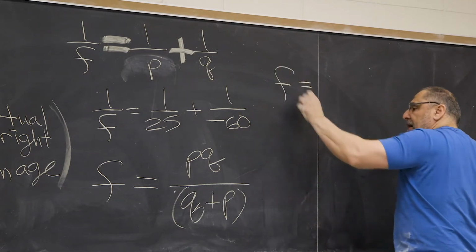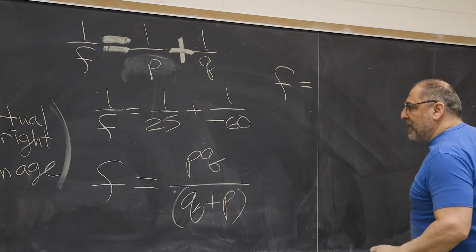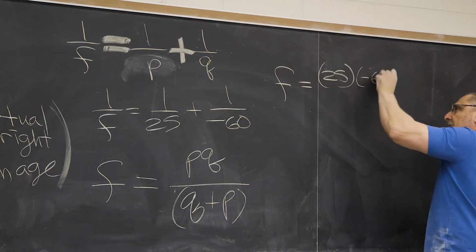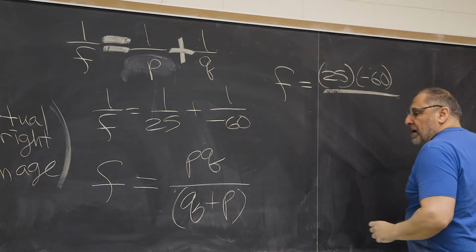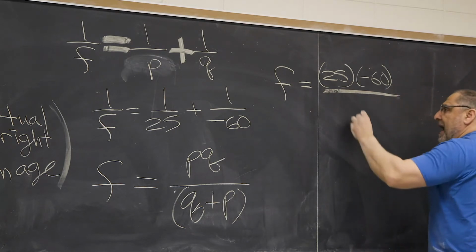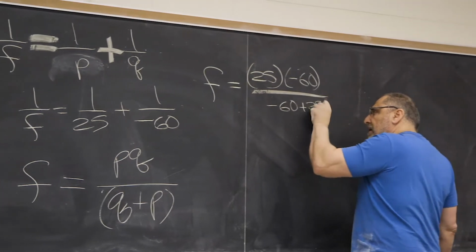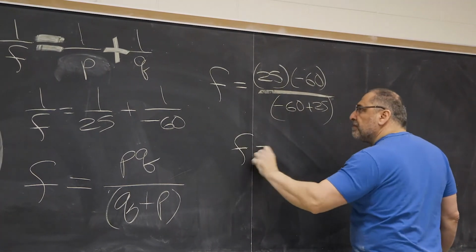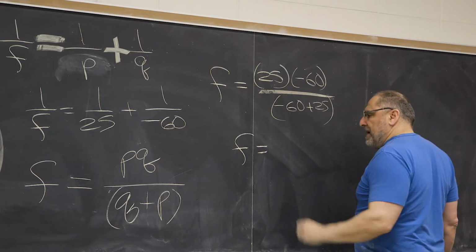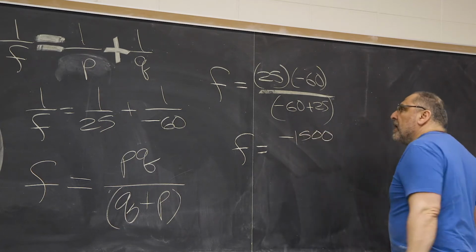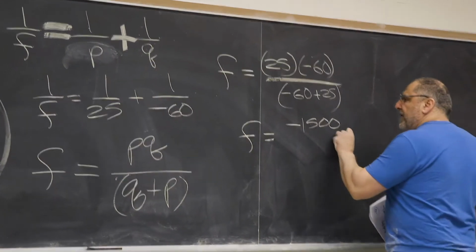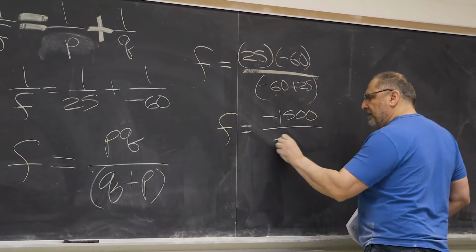So the f is going to be, let's see what we got. We got 25 times negative 60, and on the bottom here, we got negative 60 plus 25. This right here is negative 1,500, I think. We'll have to look at it. I think it is. Negative 1,500 right here. Add these: that's negative 35.